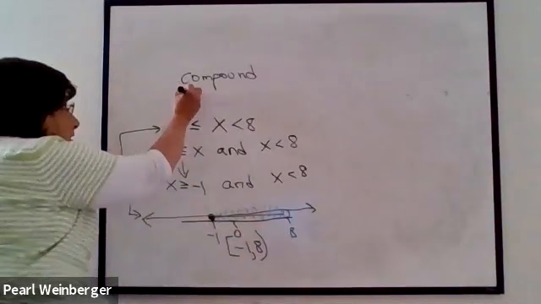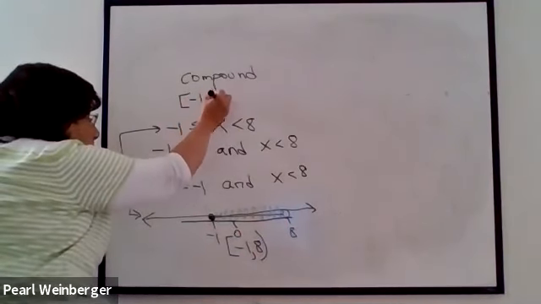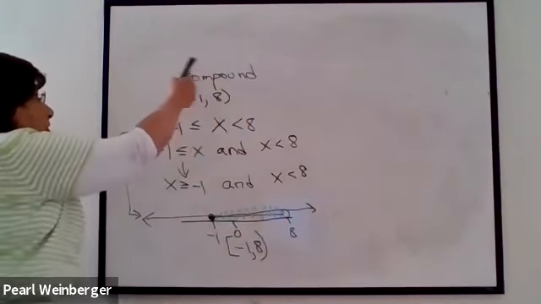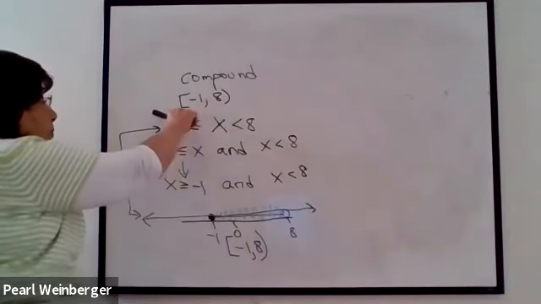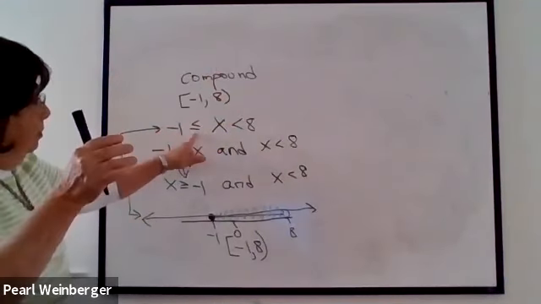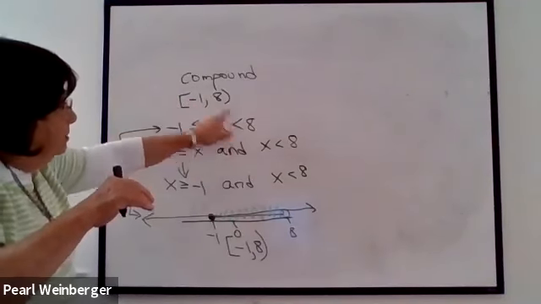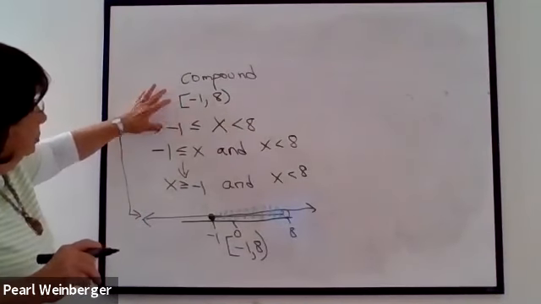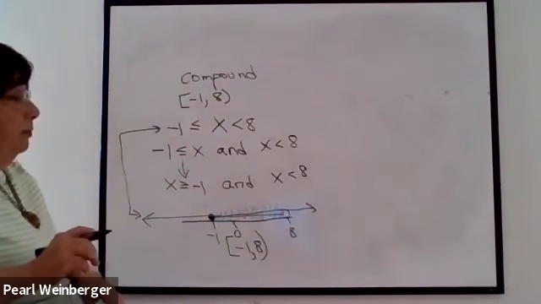So if you look at this, when you compare the inequality with the interval, all you've done is left out the x. And you put in these symbols: where there's a less than or equal to, you put a bracket. Where there's a less than, you put a parenthesis. So the interval notation, the inequality, and the number line all sort of match.